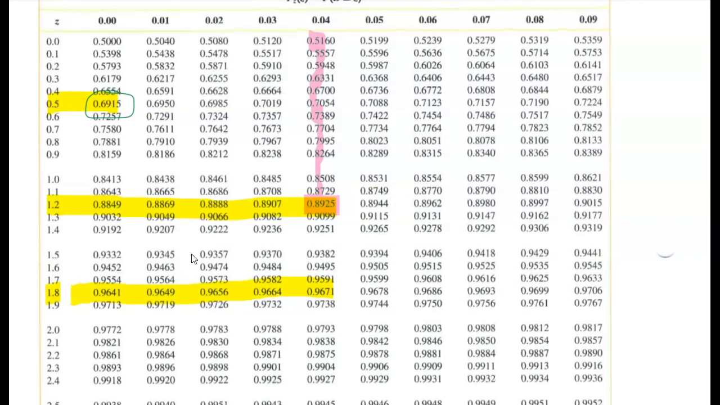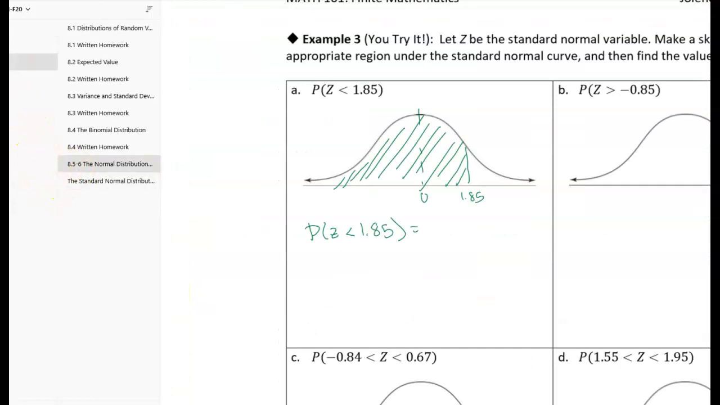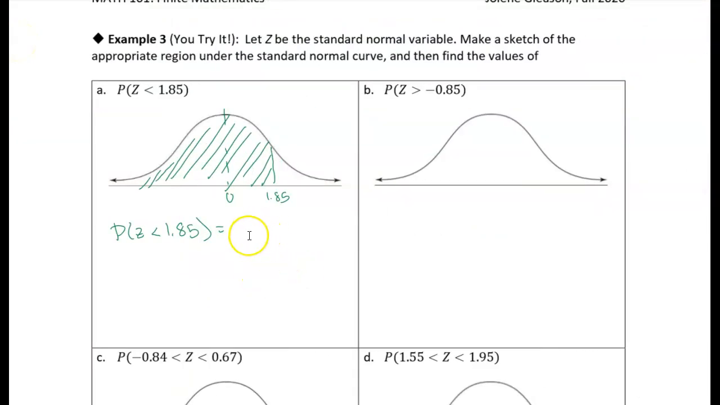I'm going to go across the table until I get to 5, which is actually the 6th value over. So it's this value right here, because this is the 0.05. This is the value that we want: 0.9678. So let's go back to the problem. What the table told me was that 0.9678, or 96.78%, of the z-scores are below 1.85. So that's just a pretty straightforward table lookup.